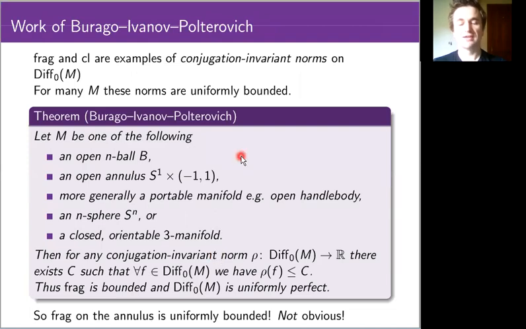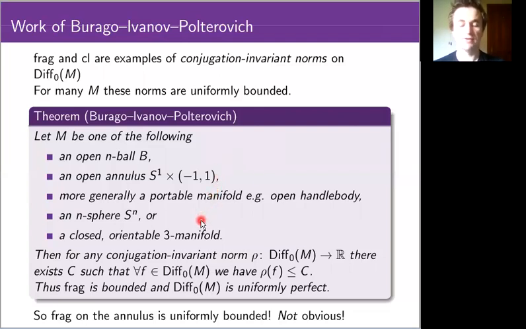Turns out that for many examples of manifolds, these norms are bounded. So in a highly influential paper of Burago, Ivanov, and Polterovich, they show the following manifolds satisfy this. So if we take any open n-ball, or an open annulus, or in general, any portable manifold, for example, an open handlebody. If you'd like to know what a portable manifold is, I recommend looking at that paper. It's really well written. It's a joy to read.